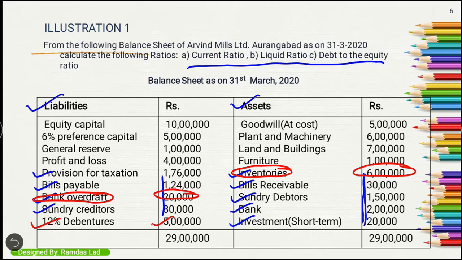So here equity capital, preference share capital, general reserve, and profit and loss account balance, these are the shareholders fund or equity. So we can calculate debt to equity ratio from this information. Now we will see the calculations on the next slide.